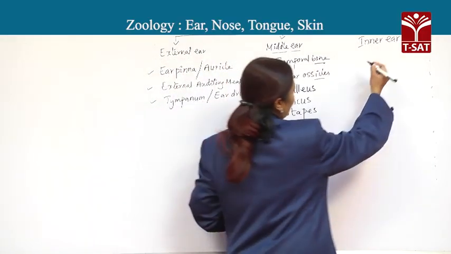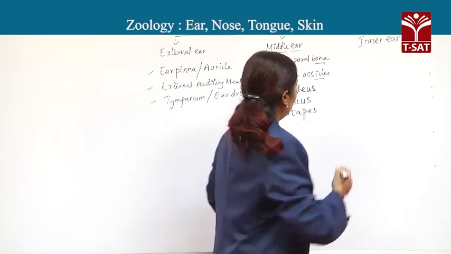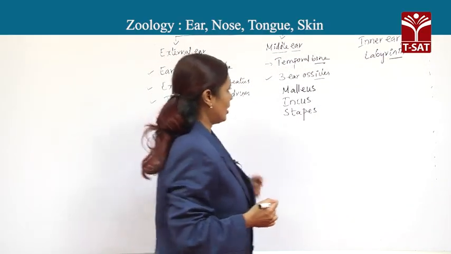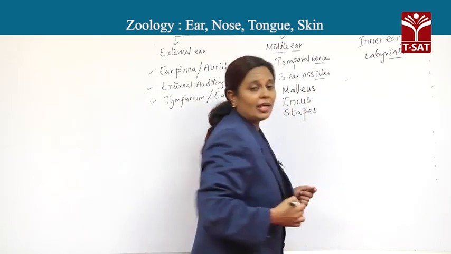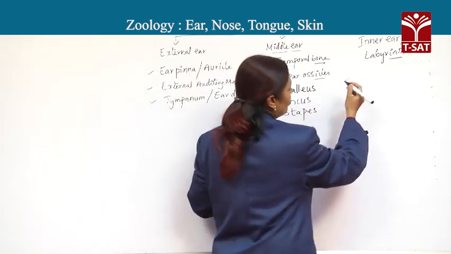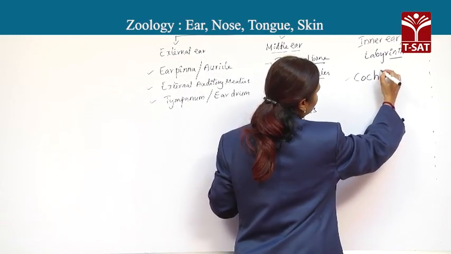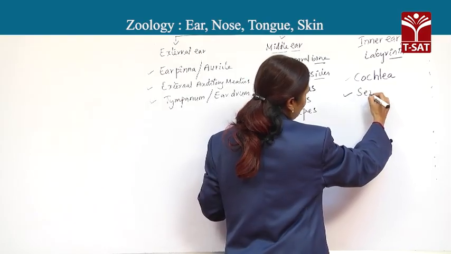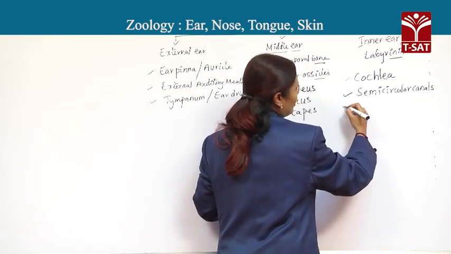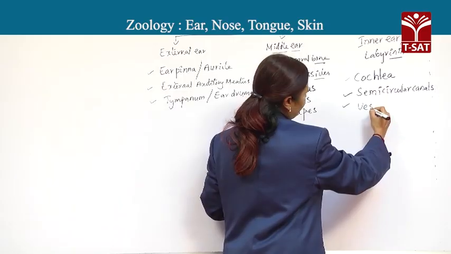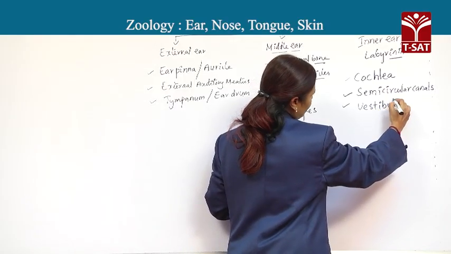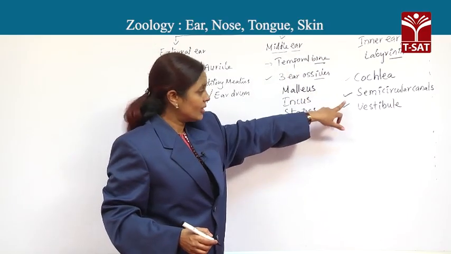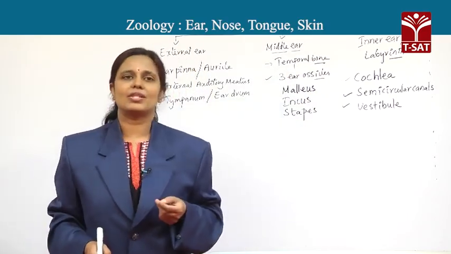Next, it is about the inner ear. The inner ear is otherwise called labyrinth. Now, this inner ear in turn has three parts. What are they? Number one, cochlea. Number two, semicircular canals. And number three, vestibule. So, the three parts of the inner ear are cochlea, semicircular canals and vestibule.